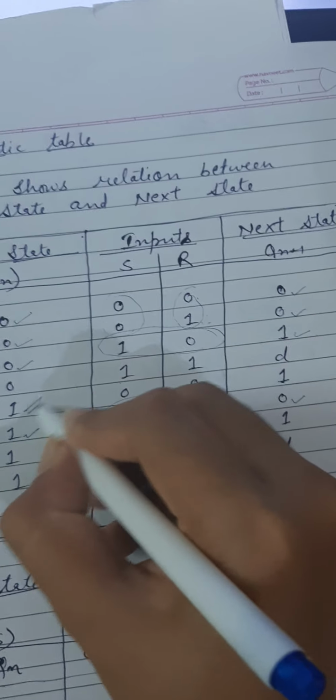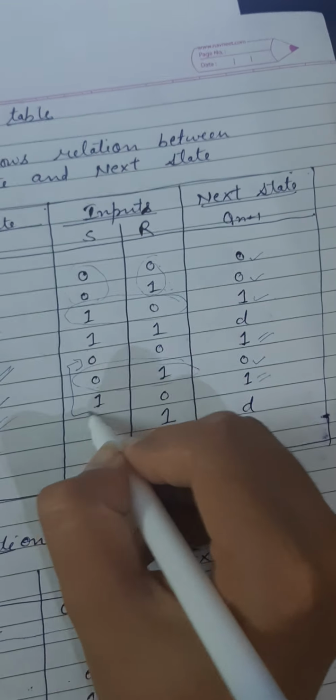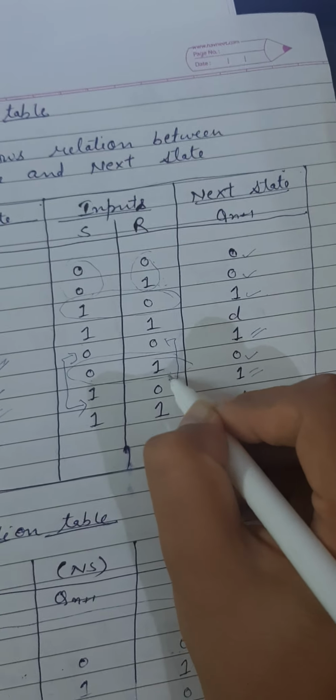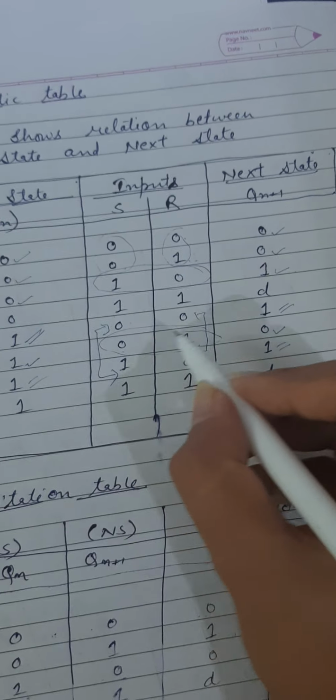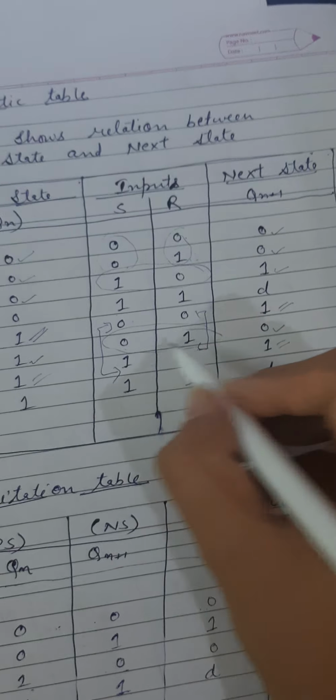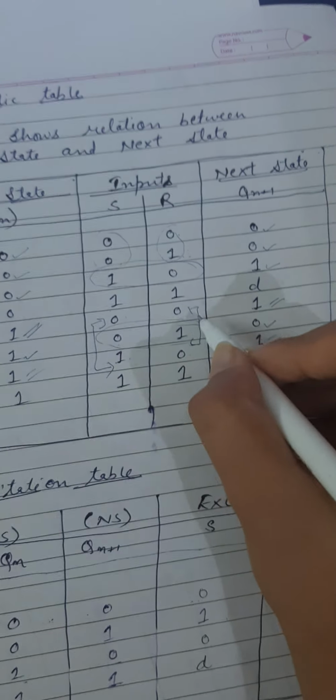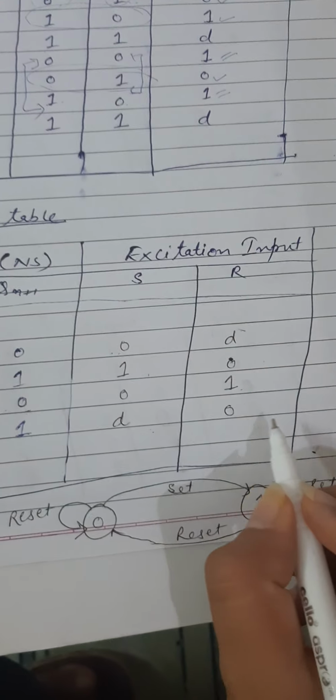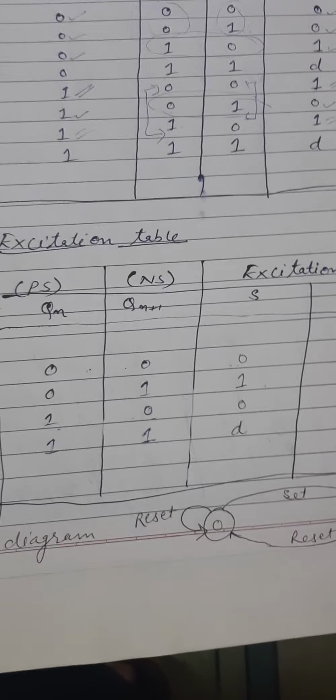And the last case, when this is 1 and 1. This is 1 and 1, and this is 1 and 1. So here are two cases again, and the value of S is changing from 0 to 1 and the value of R is 0 to 0. That means the value of S is taken as D and the value of R is taken as 0. So write in the excitation table, the value of S is D and the value of R is 0. So this is the excitation table for SR flip-flop, and the next step is the state diagram.